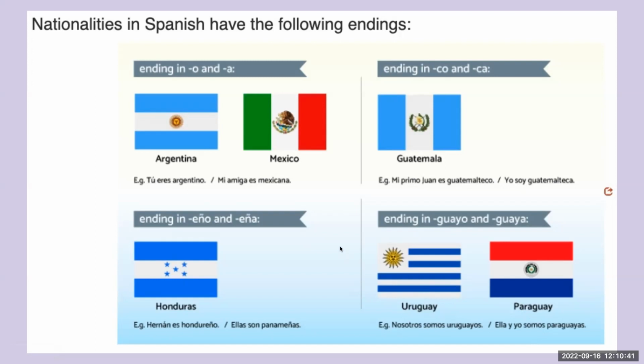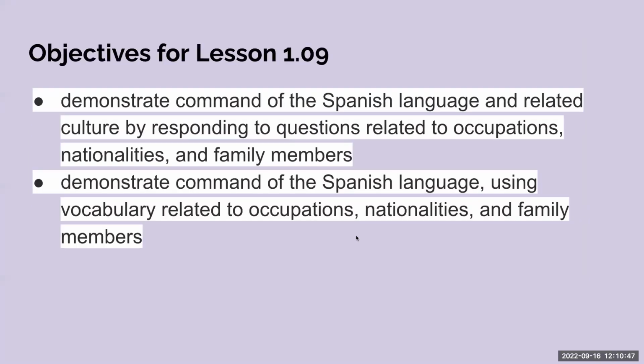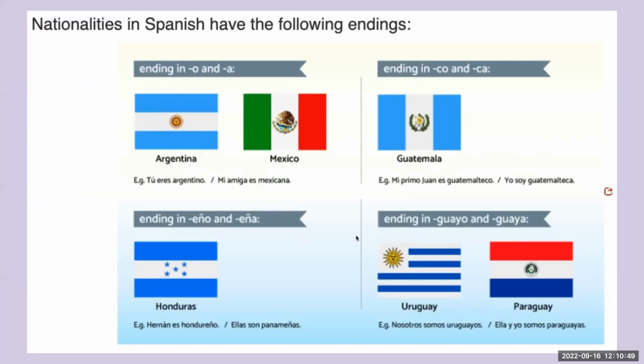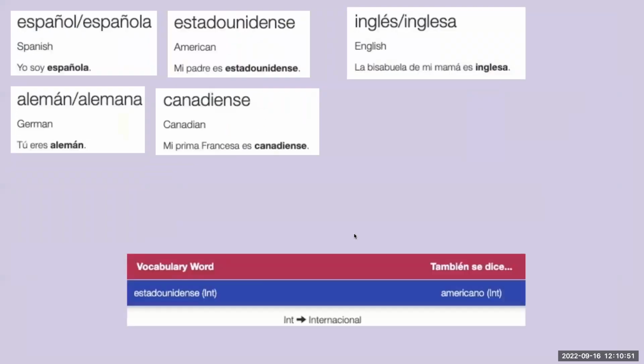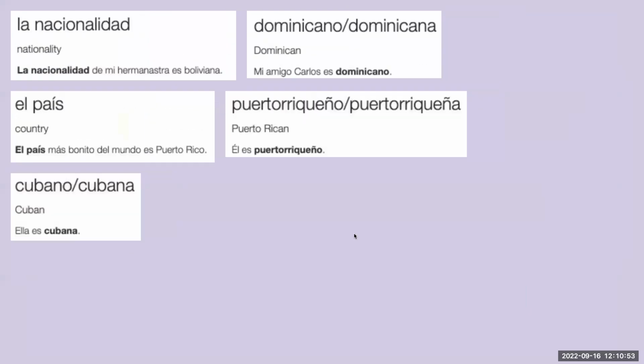And then yes, endings can be made plural, adding the letter S if you're talking about more than one person being that nationality. Okay, let's go back up. Okay, sorry, this is just bouncing all over the place.